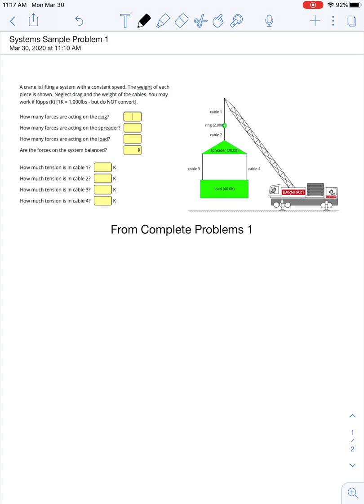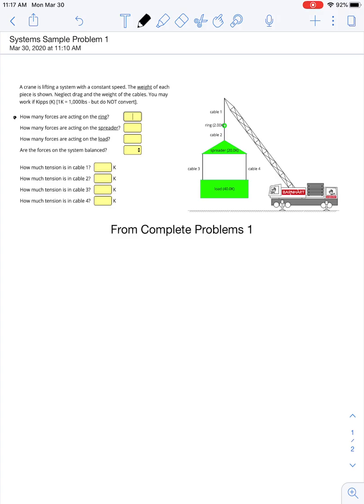So, we've got a crane lifting a system with constant speed. The weight of each piece is shown. And we don't have to convert because everything is going to stay in Kip units. So let's look at the first question here. How many forces are acting on the ring?